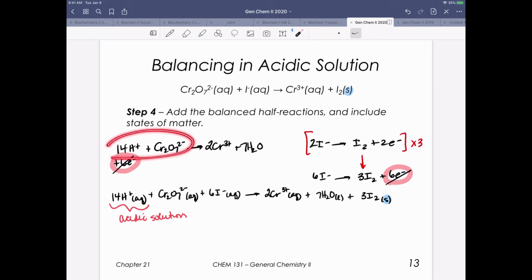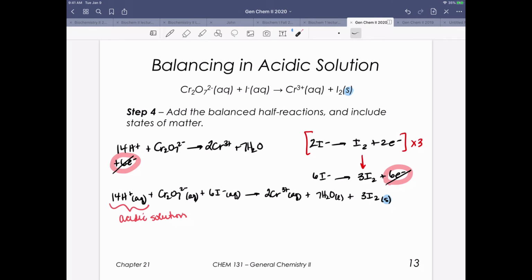Truly, the only thing that cancels out here is my electrons. So everything that was present on the left side becomes reactants. So I've got my 14 H plus, my dichromate, my 6 iodides. Everything that was on the right side here comes down on the right side of my equation here. So 2 chromium, 7 waters, and then my 3 iodine. I'm going to bring down my states of matter here, whether it's aqueous, liquid, or solid. And at this point, I have balanced this redox reaction in acidic solution.